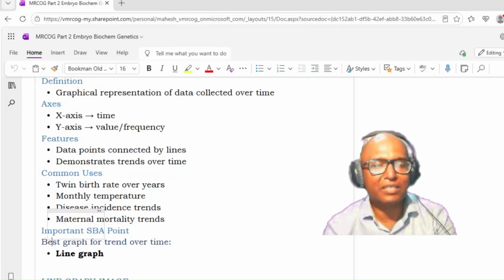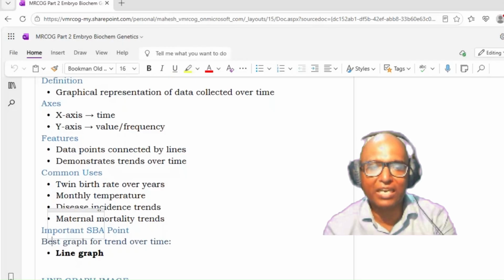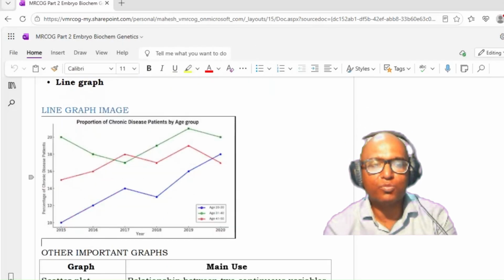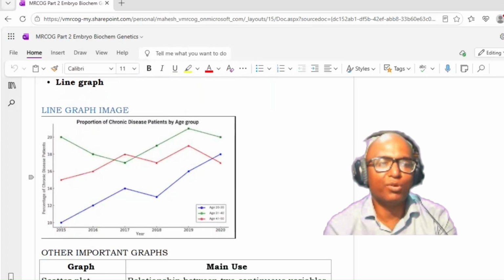Okay, so from the examination point of view, you should remember the best graph for trend over a period of time is the line graph. This you should learn. Okay, this is an example of the line graph. Now here, this is the time. It is in years: 2015, 2016, 2017.